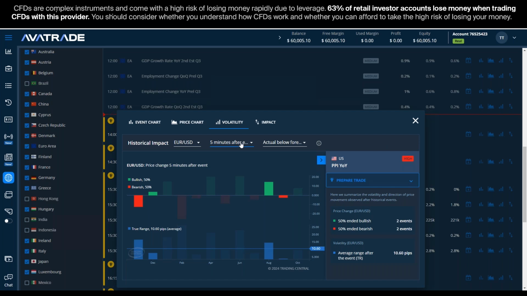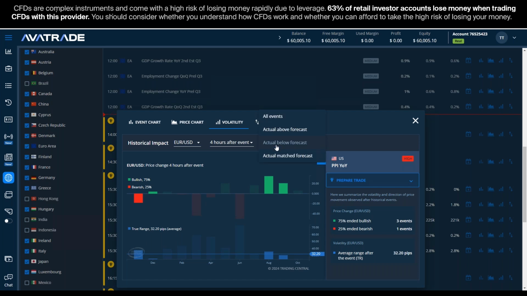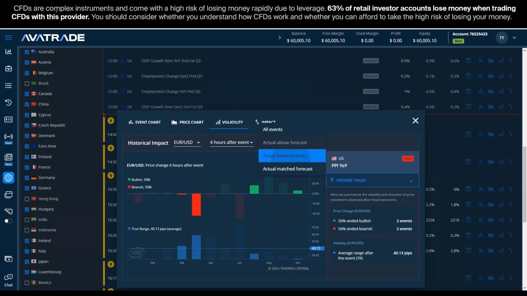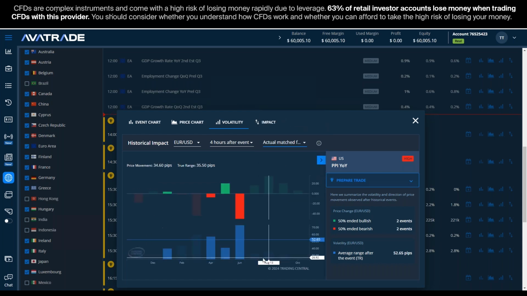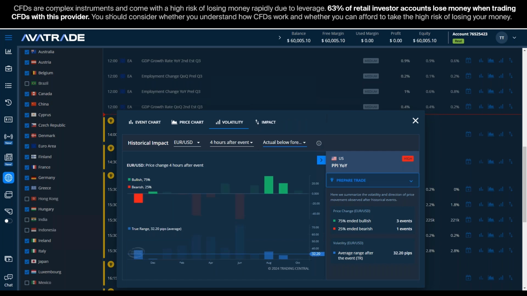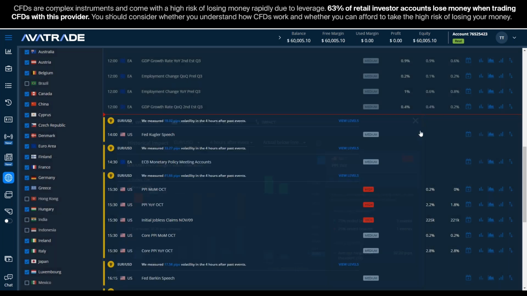In this case, I'm interested based on this data more strongly if this comes in below forecast to buy. If it comes in above forecast, I don't see it. 50-50, it doesn't tell me which way to trade. And if it comes in matching forecast, also 50-50. Okay, so the statistical advantage is found when it came in below forecast. 75% of the time it climbed up. So that's just one announcement that you could be ready for.